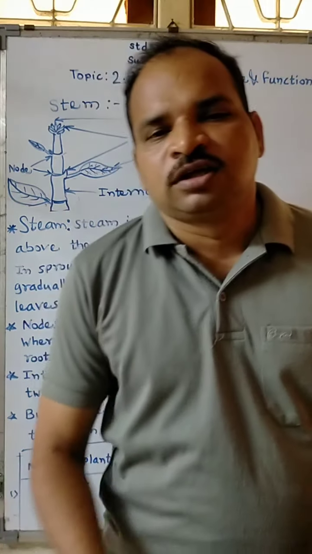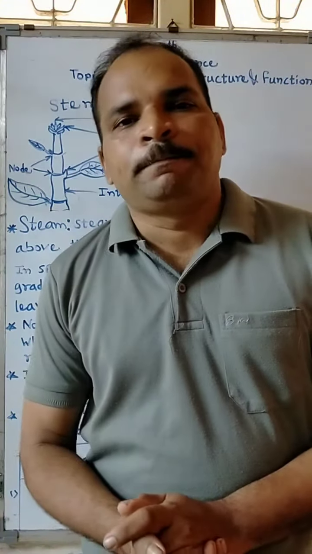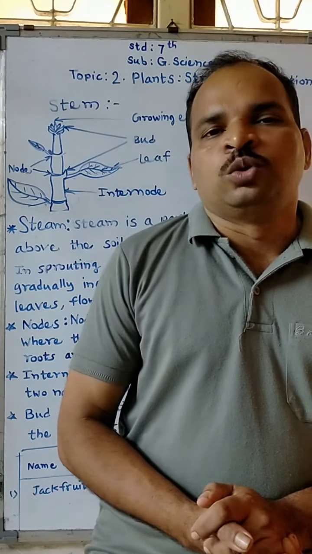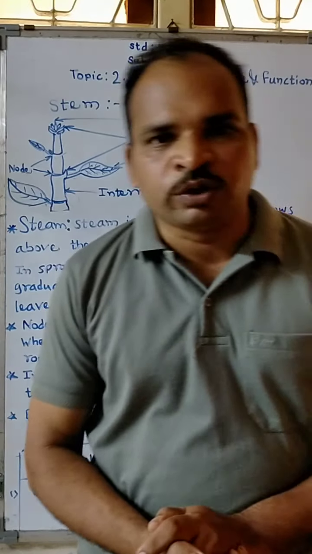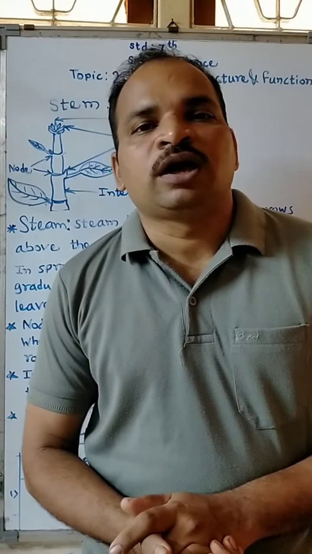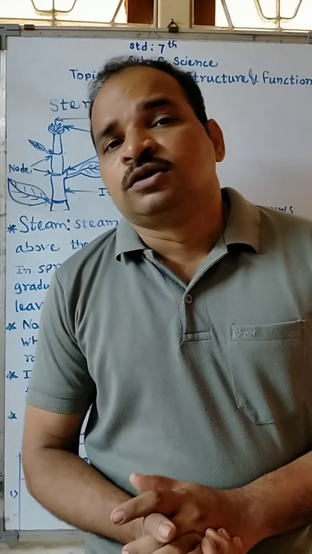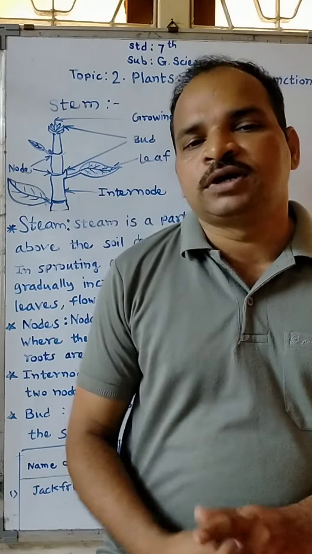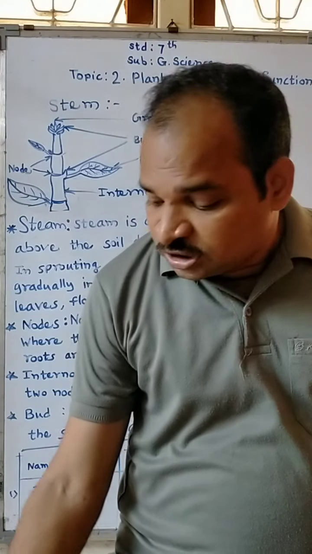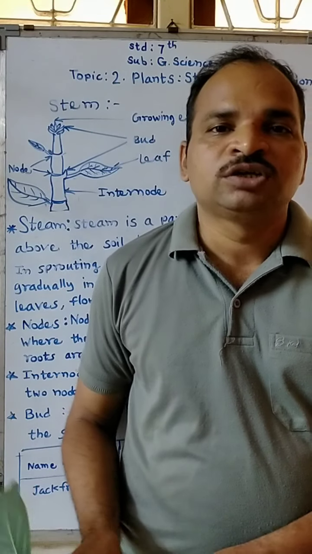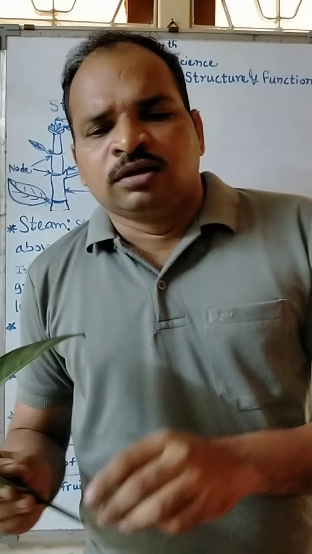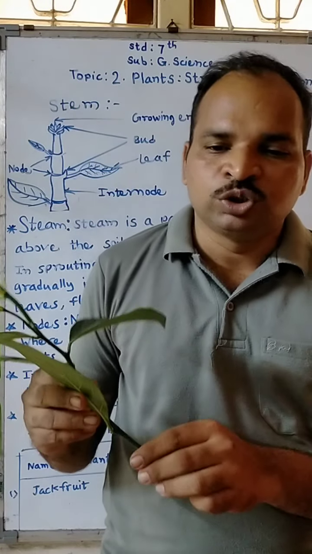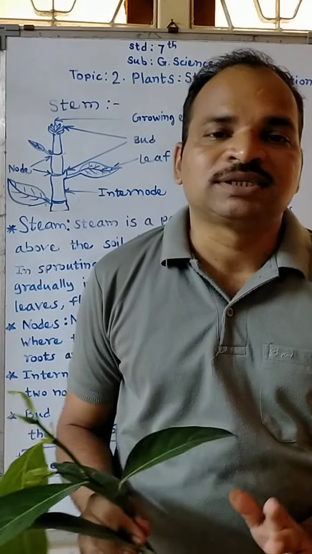Hello students, in the topic of plant structure and function, we learned about the root, a part growing below the soil, which supports and nourishes the plant. Today we are going to learn about the next part of the plant, the stem. The stem grows above the soil. In the sprouting of a seed, the plumule, a part that grows above the soil, develops as a stem.